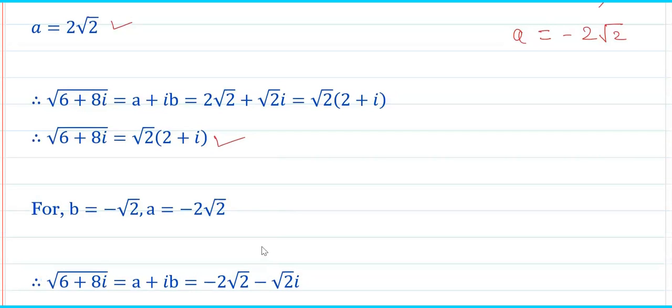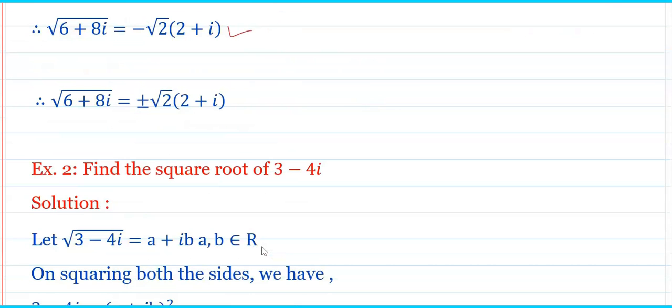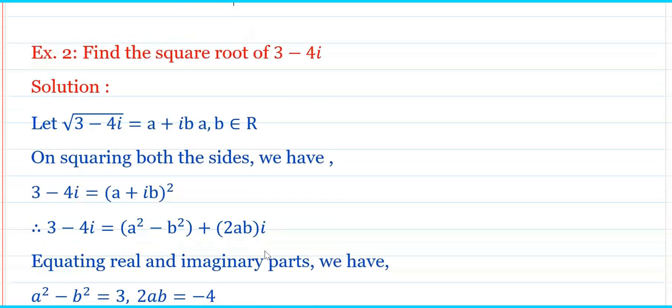So the square root of 6 plus 8i means root 2 in bracket 2 plus i, and here we get minus as well. Can combine it. This is the square root of the complex number. Now the next question.